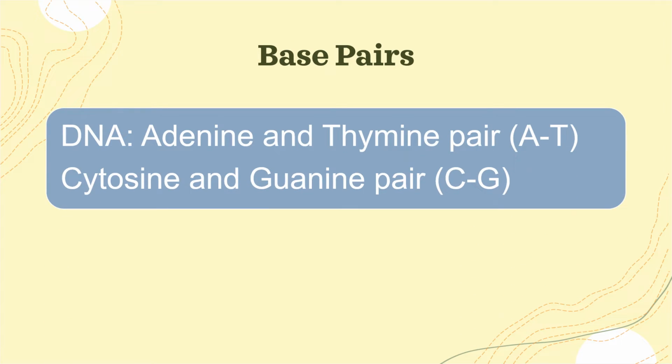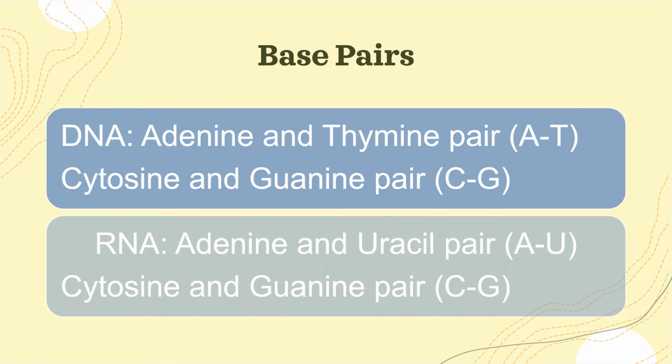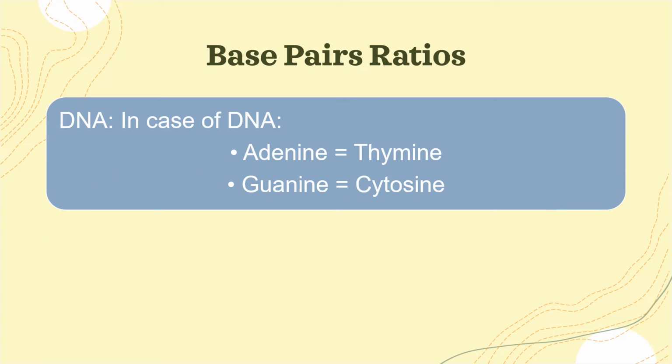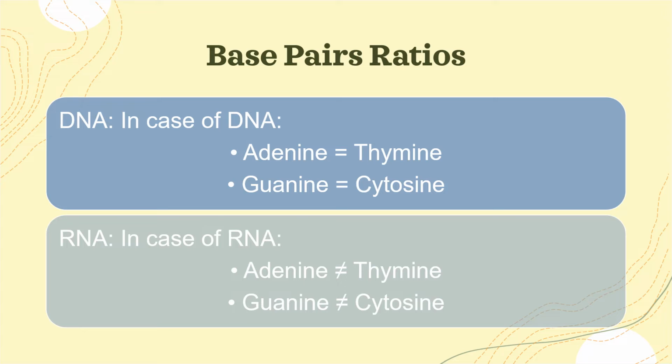Base pairs. Adenine and thymine pair and cytosine and guanine pair in DNA. So you can remember it with a mnemonic like ATCG. In RNA, adenine and uracil pair and cytosine and guanine pair. Base pair ratio. In case of DNA, adenine is equal to thymine and guanine is equal to cytosine, while in case of RNA, adenine is not equal to thymine and guanine is not equal to cytosine.